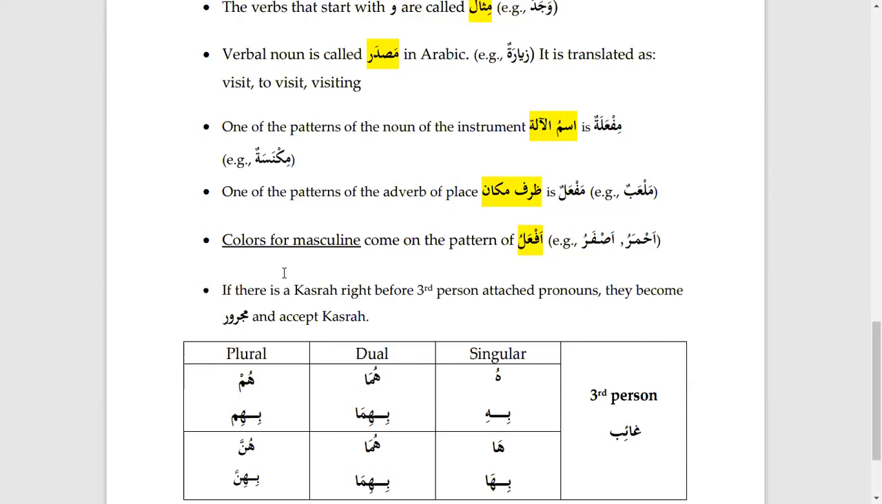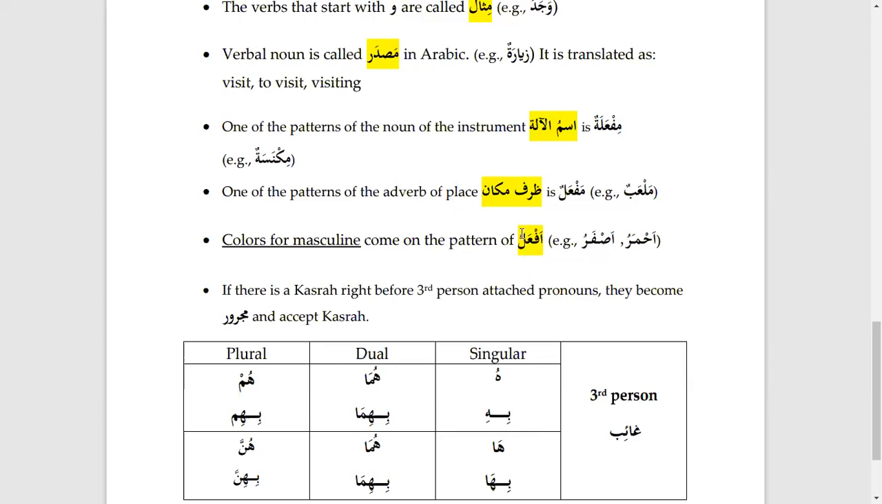Also, we learned about the colors. The masculine colors also come on the pattern of af'alu. Do you remember the pattern of af'alu that we discussed before? That was for comparative and superlative. Here it's the same pattern, but it is used for colors. We know that this pattern is partially flexible, so it will not accept tanween. The same colors that we have learned, the yellow color, which is asfaru, and the red color, which is ahmaru. So the colors for masculine will be on the pattern of af'alu.